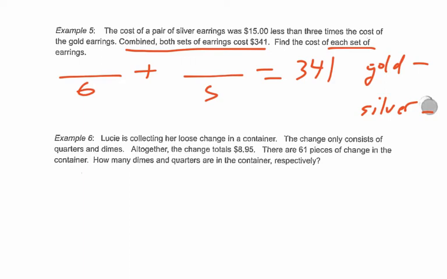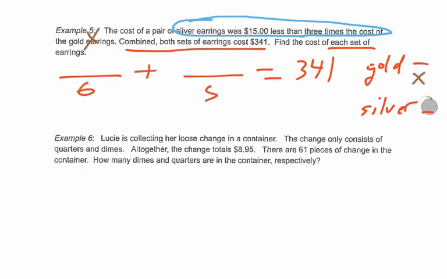Now it says the cost of the pair of silver earrings was $15 less than 3 times the cost of the gold earrings. Okay, so the silver earrings are described based on the cost of the gold. So we know a little bit about the silver. It's everything I just circled, but we don't know anything about the gold. So when you're doing these comparison problems and there's one item you don't know anything about, let that be your variable. So the gold earrings are going to be X. We're going to use X to represent that.